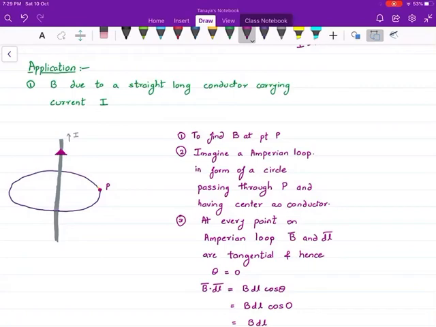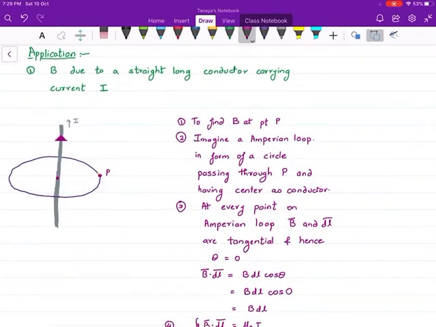So here we are going to consider it in the form of a circle. Now for the sake of symmetry and easy calculations, I have considered the Amperian loop to be in the form of a circle passing through point P and having its center at the conductor. So the current carrying conductor is at the center. Suppose this radius is small r. P is at a distance r from the conductor.